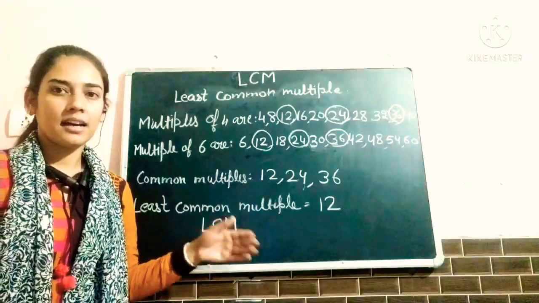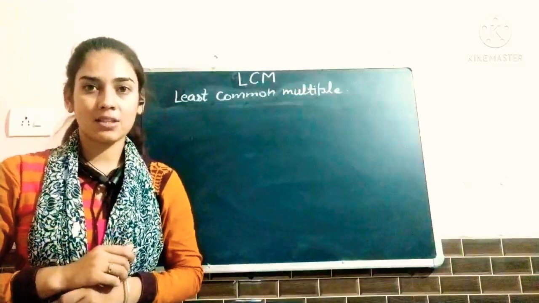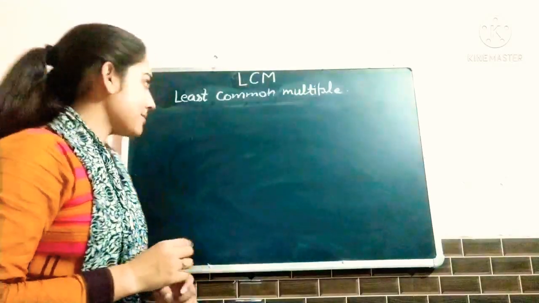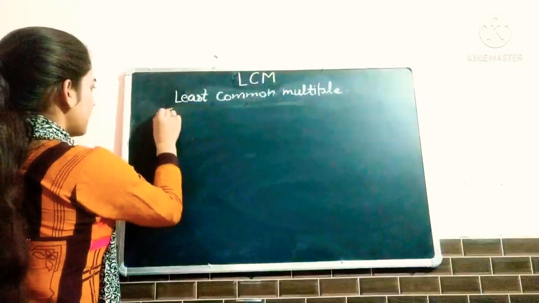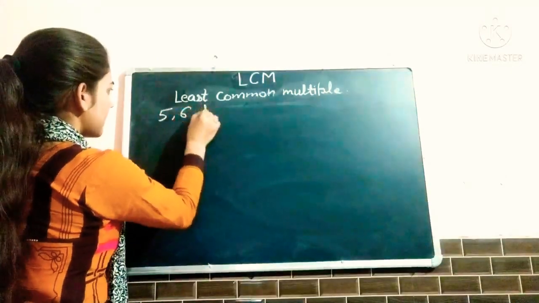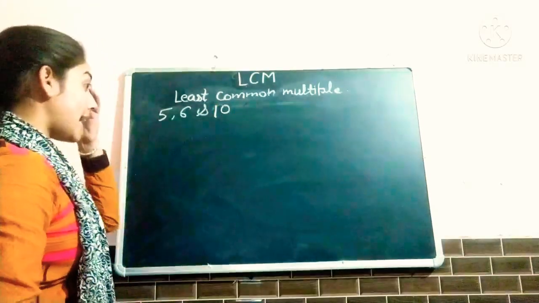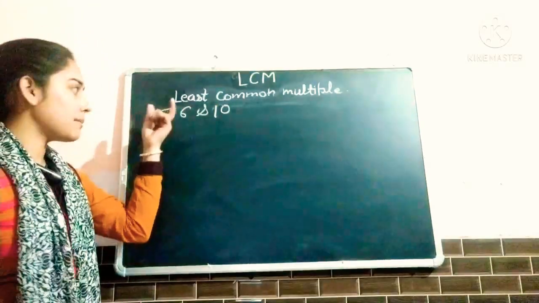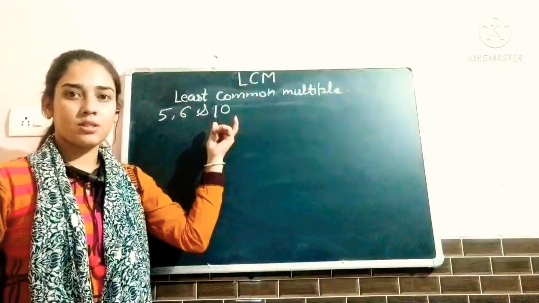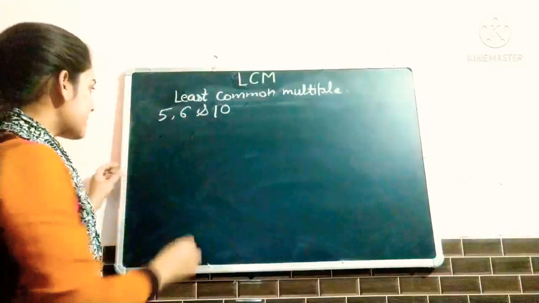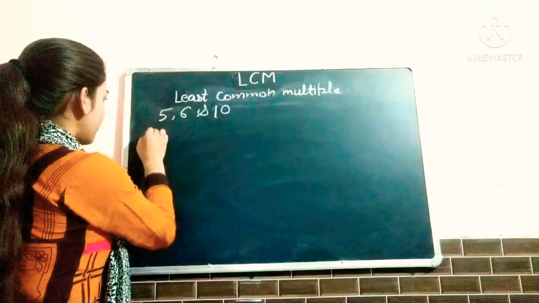Let us take another example. Let us find the common multiple among 5, 6 and 10. So what we will do, firstly we will write the multiples of 5, then multiples of 6, then multiples of 10. Okay, so let us write here the multiples of 5.